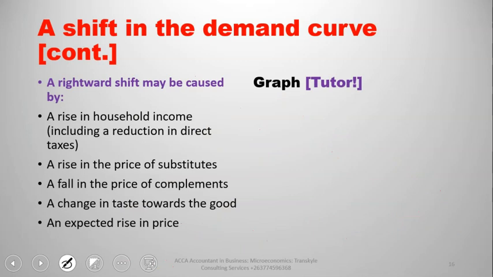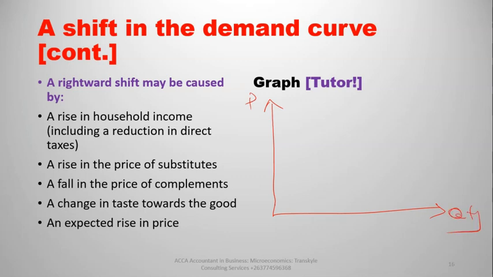What about the rightward shift? The rightward shift, ladies and gentlemen, let us just draw the graph again. This is the graph. You just have to be used to drawing this graph. Let us say this is price. Let us say our original price is at P. And this is our demand curve, original D. And then there is a shift to the right, and we get our D1.